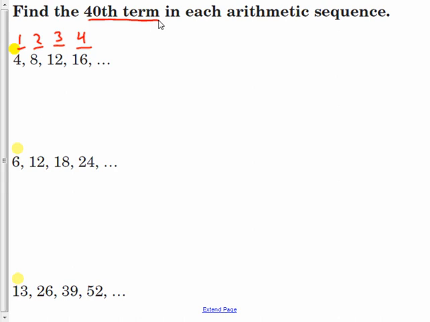And sure enough, if you take the number 4 and multiply it by the term number, 4 times 1 is 4. 4 times 2 is 8. 4 times 3 is 12. 4 times 4 is 16. So if you multiply the term number times 4, you'll get that term. So if I want to skip ahead to the 40th term, I can do 4 times 40, which equals 160. So I know without having to list out 40 different numbers, the 40th number in line will be 160.